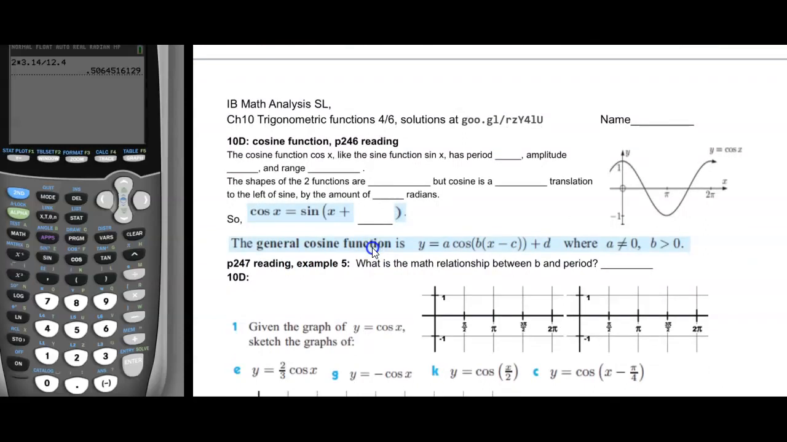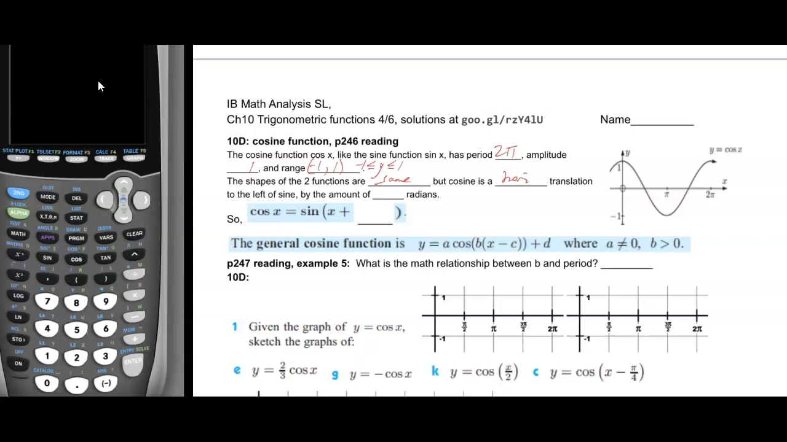The cosine function, cosine x, like the sine function, sine x, has period 2 pi, amplitude 1, and range -1 to 1. Okay, or we could put that as -1 less than or equal to y is less than or equal to 1. The shapes of the two functions are the same, but cosine is a horizontal translation to the left of sine by the amount of blank radians.